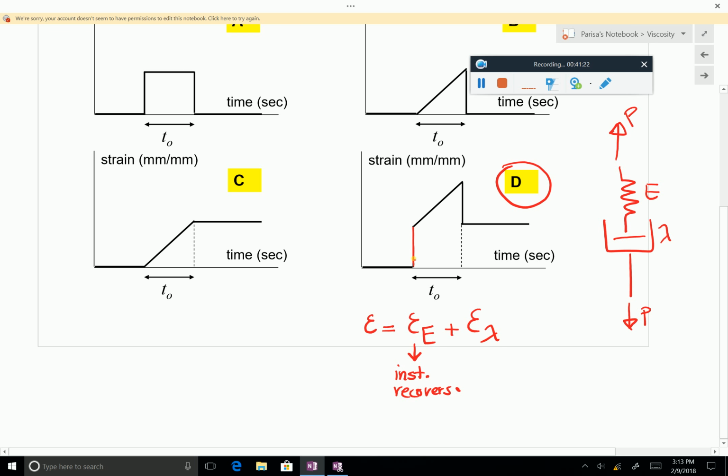So when you apply the load, what happens is this is due to the spring, and then afterwards you are going to have, with a constant slope of sigma over lambda in this case, strain because of the dashpot. Now the moment you release the load, what recovers is exactly the amount which was due to the spring elongation. So these two will be completely equal. And the rest stays there.